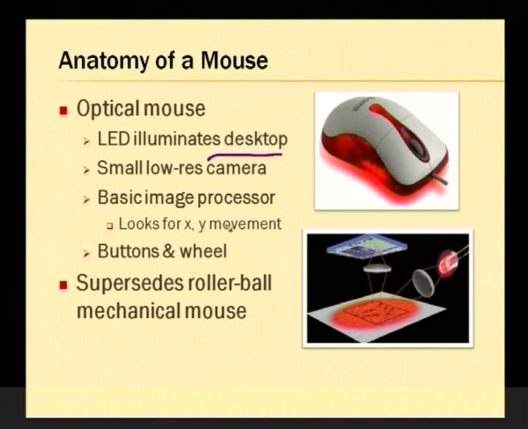So, this is what you will find inside a mouse, and this optical mouse is something that we have these days. Earlier we used to have what is called a roller ball based mechanical mouse. The optical mouse has superseded this roller ball based mechanical mouse. In fact, nowadays we find that optical mice are the ones that are more common.